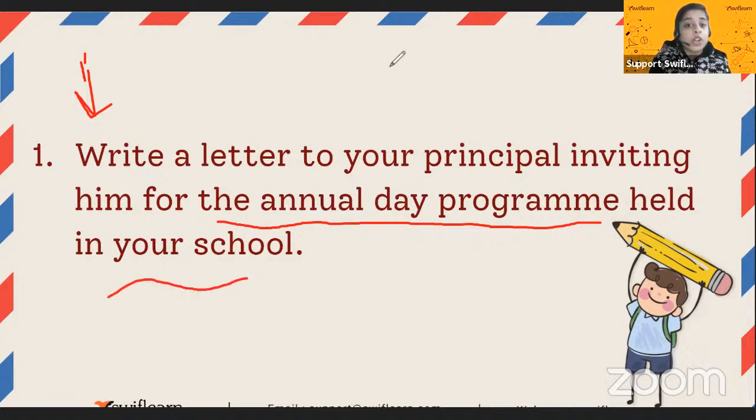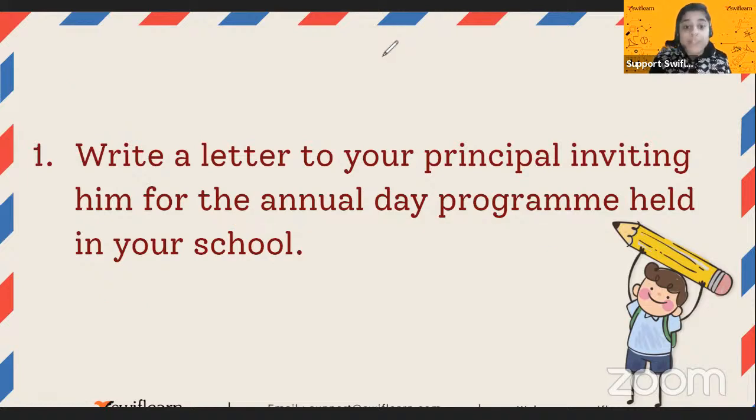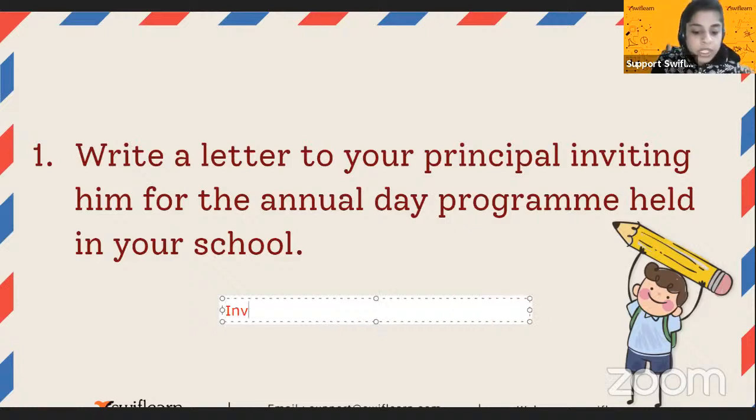So now see what you are doing. Here you are not requesting anybody. You are not requesting the school principal. You are sending an invitation to the school principal. So you are going to change the subject now. Keep it in your mind. What is going to be the subject? The subject is going to be invitation for school annual day program.